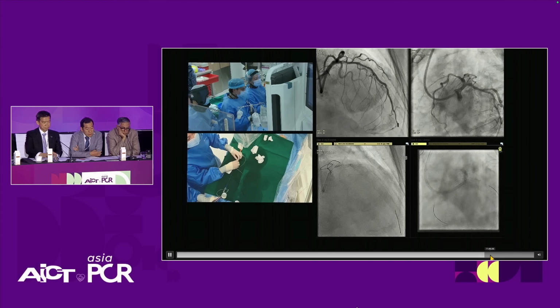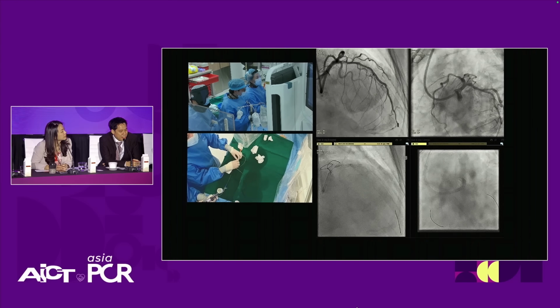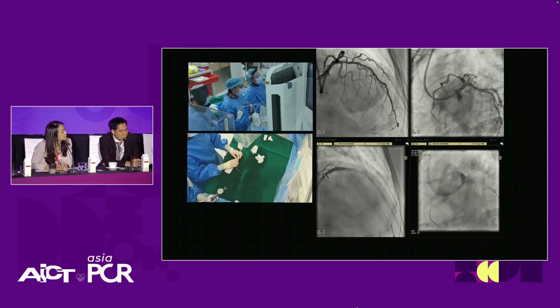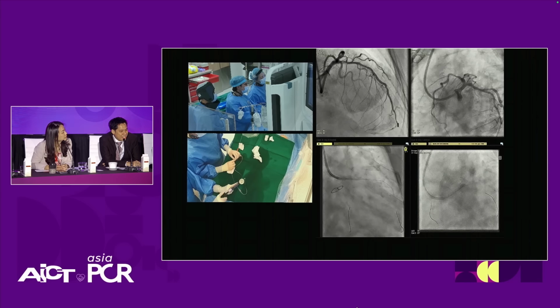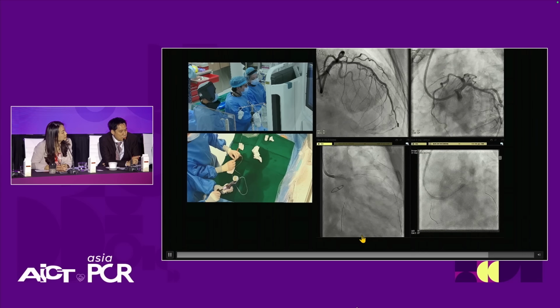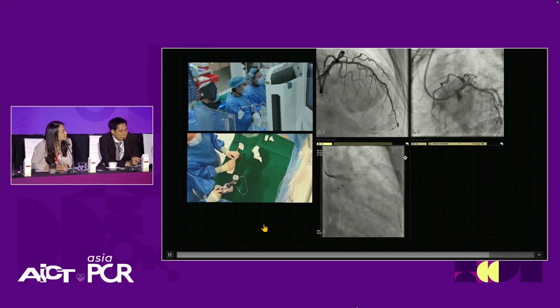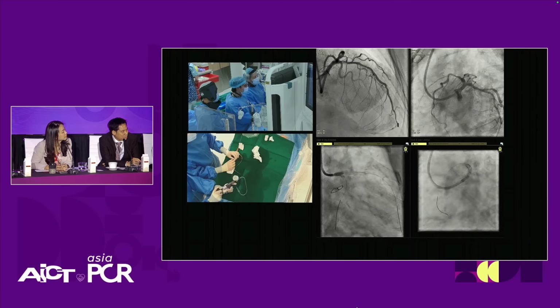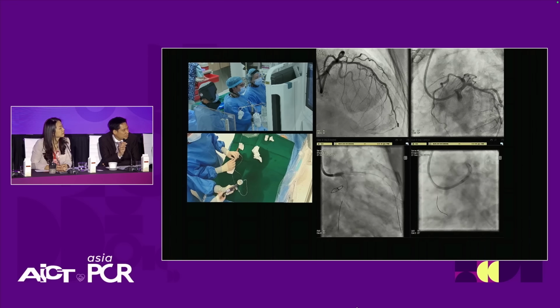Although the data is limited, to treat the bifurcation, using a DCB at the ostial LAD is another option since the angiographic result is very good. I think a 3.5 DCB proximally is another option.